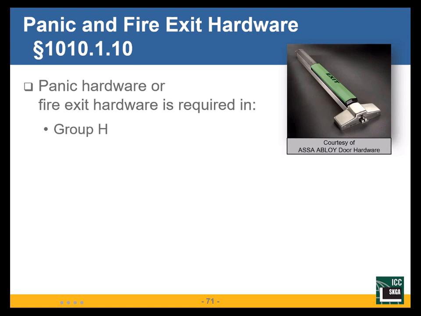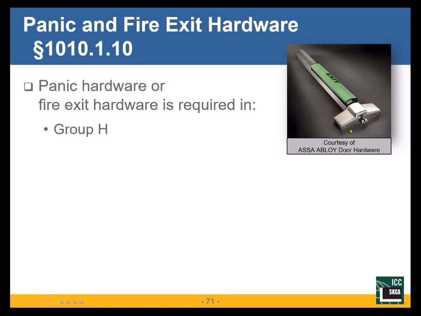Panic hardware is not required to do that. Fire exit hardware is. So anytime I put panic hardware on a door that is fire rated, it has to be fire exit hardware. How do I know the difference? Because they look nearly identical.